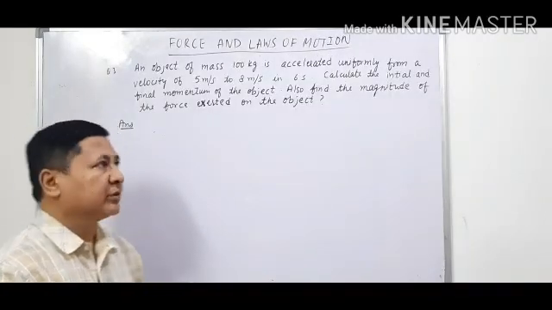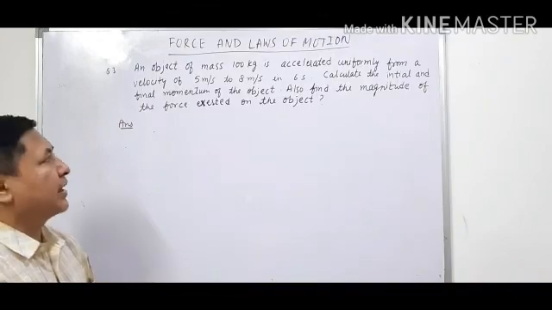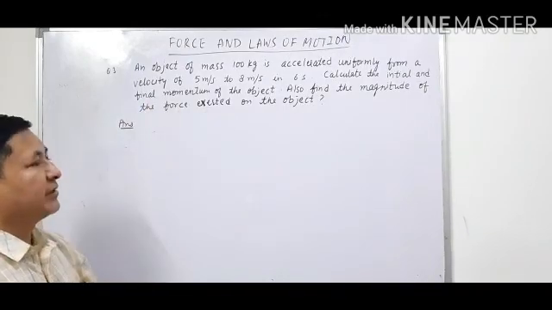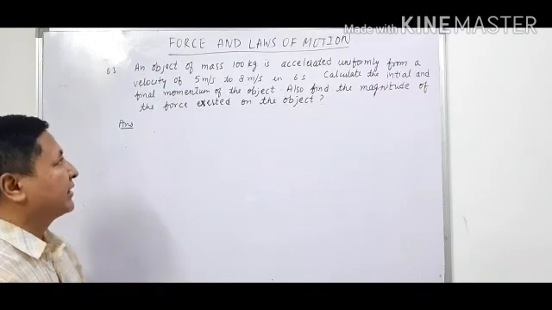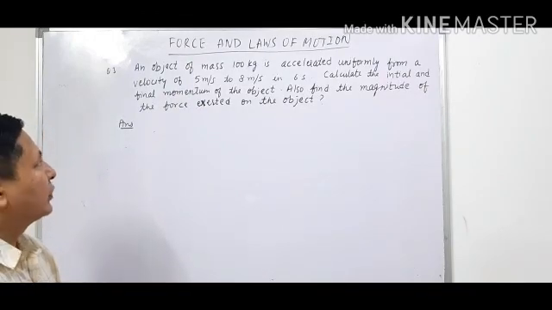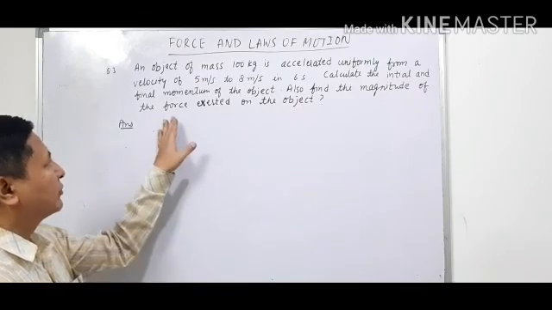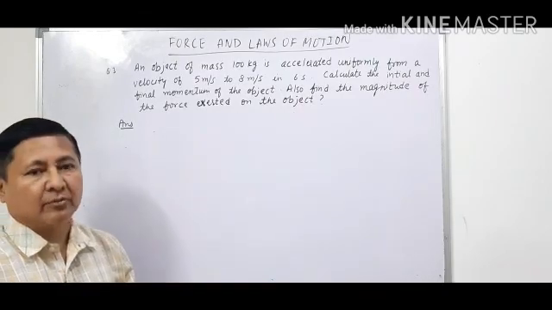Now let us solve the third question. An object of mass 100 kg is accelerated uniformly from a velocity of 5 meter per second to 8 meter per second in 6 seconds. Calculate the initial and final momentum of the object. Also find the magnitude of the force exerted on the object.